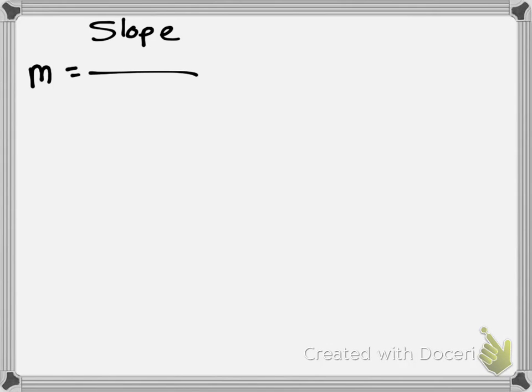This is a lesson on slope. If you've seen slope before, then you've probably seen this little formula. So we have m, which is slope, and is equal to y2 minus y1 divided by x2 minus x1. So what we're going to do, again, this is slope.